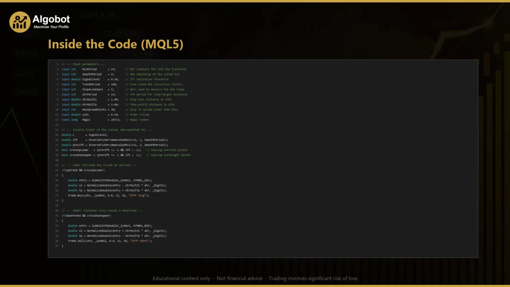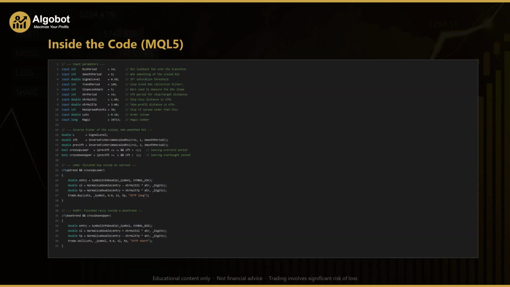At the top, we have the input parameters, the settings you can adjust in the strategy tester. RsiPeriod is the momentum look-back, SmoothPeriod controls the weighted smoothing, and SignalLevel, defaulting to 0.50, sets how stretched the oscillator must be to count as a pocket. Trend period and slope look-back define the slow trend filter, while ATR-period, ATR-multiple-SL, and ATR-multiple-TP size the stop and target. There's also a maximum spread guard, a fixed lot size, and a magic number to tag the trades.